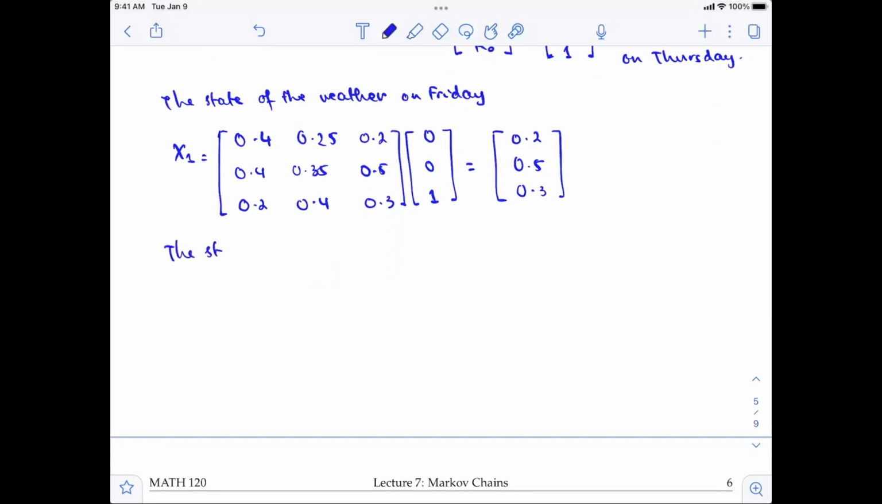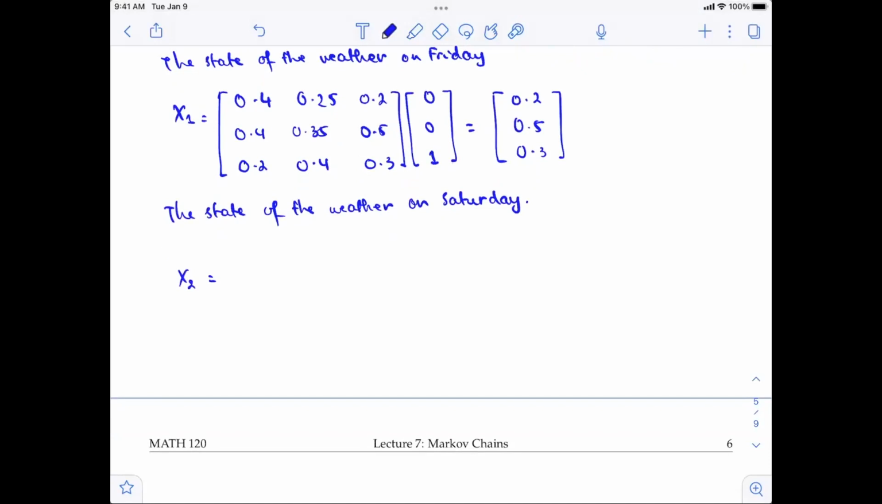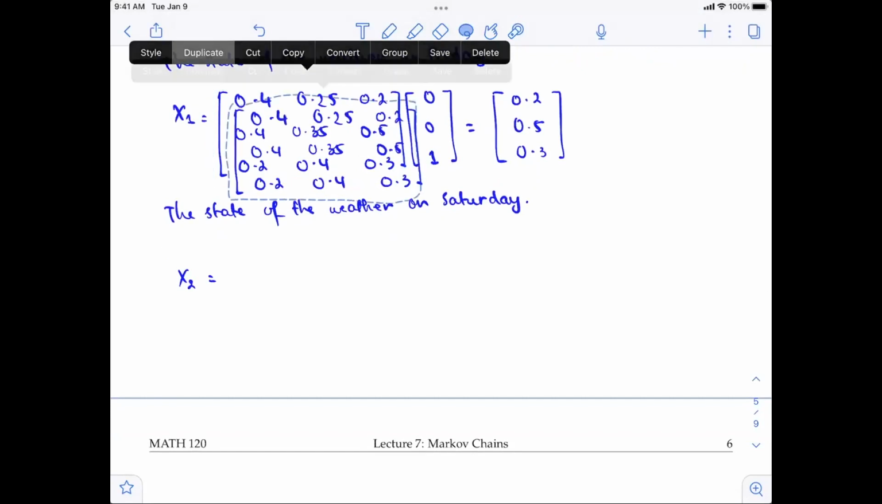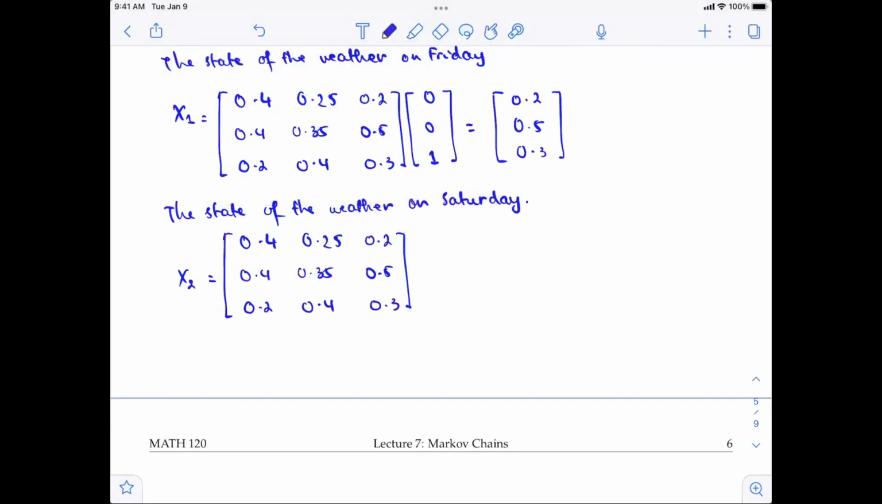So the state of the weather on a Saturday. Okay, so we need to calculate X2, and we need to use this matrix as well. So I'm just going to make a copy of this matrix and then use that to multiply X1, which is 0.2, 0.5, 0.3. And if you do the calculations correctly, you're going to get 0.265, 0.405, 0.33.